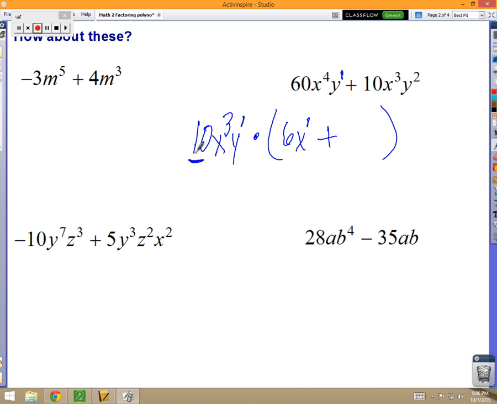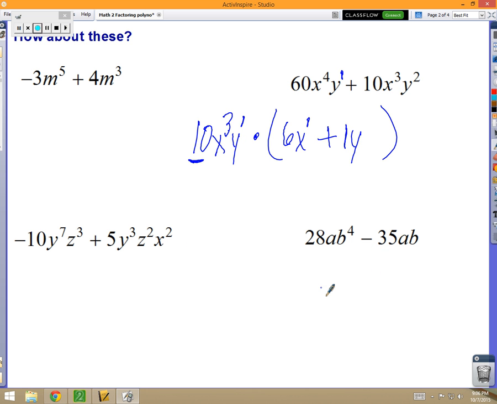Okay, now 10 times what is a 10? And that is just a 1. X cubed times what is x cubed? And that's just a 1 again, I'm not going to write it. And y to the 1 times what is y squared? I need a total of 2 y's. So I got 1 here. So that's y.